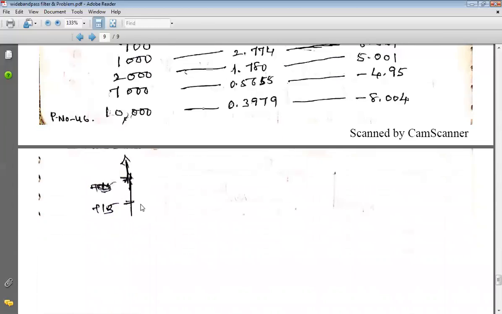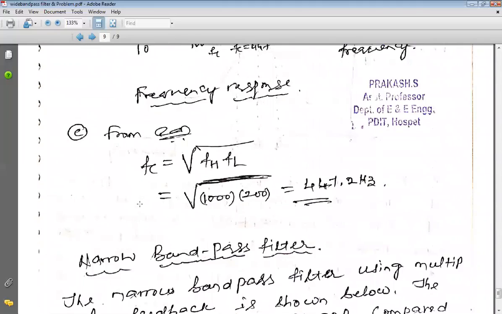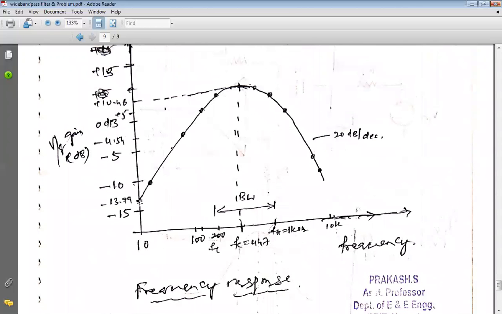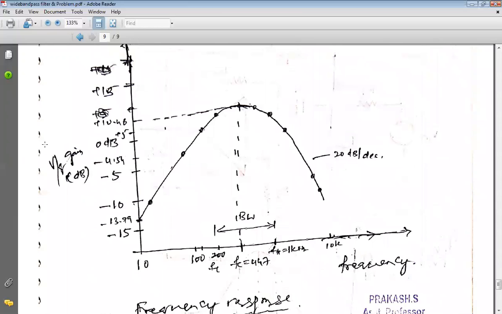We will see the diagram. I have drawn the magnitude of the gain of the filter across the y-axis and the input frequency across the x-axis. Here I have taken 10 hertz, 100, 200 hertz as the lower cutoff frequency, FH as 1 kilohertz the higher cutoff frequency, and 10,000 hertz or 10 kilohertz.